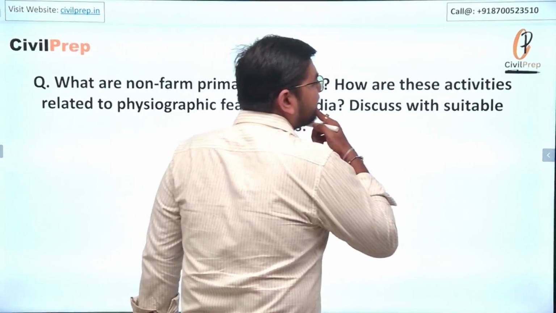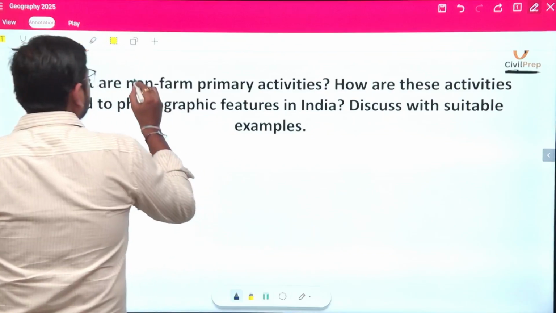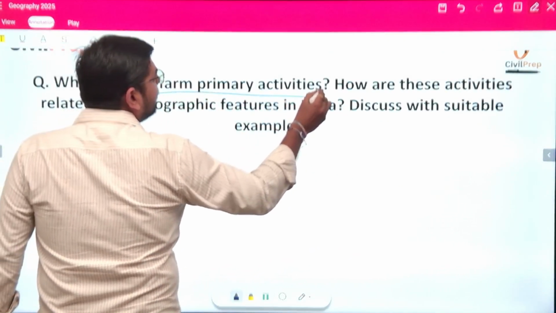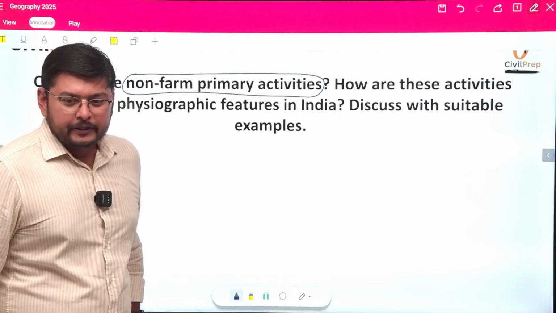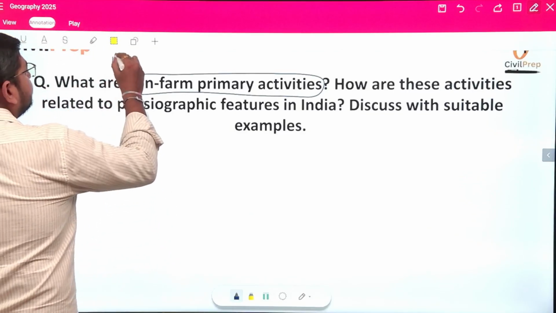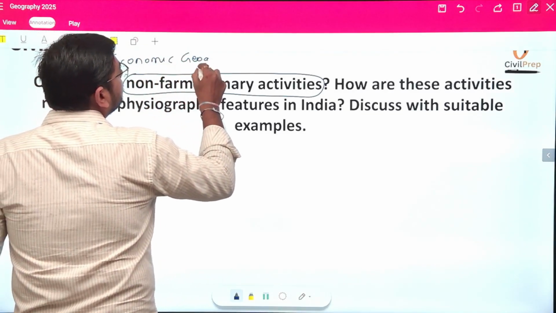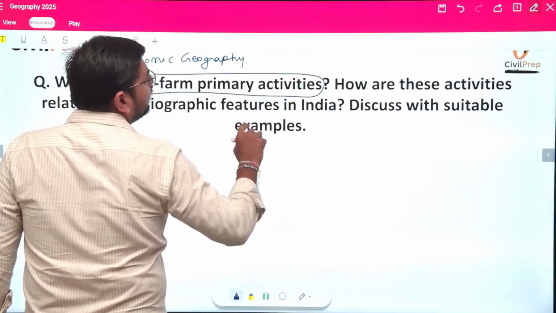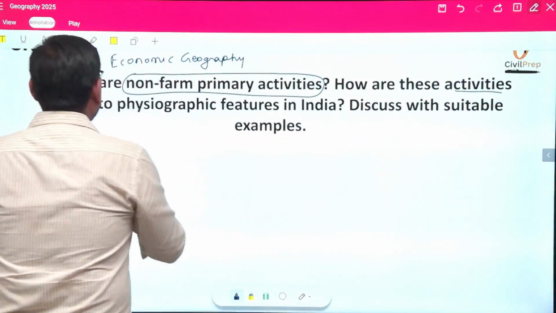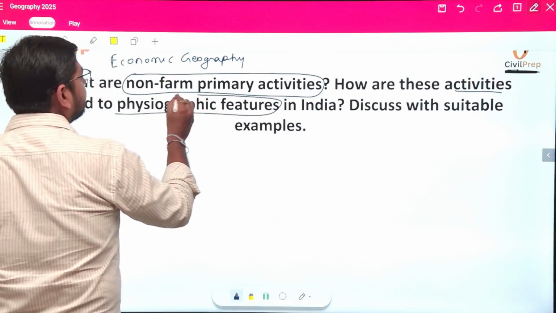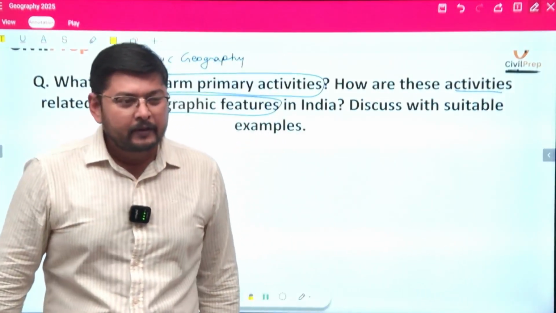So next question we have here, that is the non-farm primary activity. ये क्या है? So this is one of the questions from economic geography. Now, actual question क्या पूछ रहा है? How are these activities related to physiographic features in India? Okay, and we have to discuss this with a suitable example here.